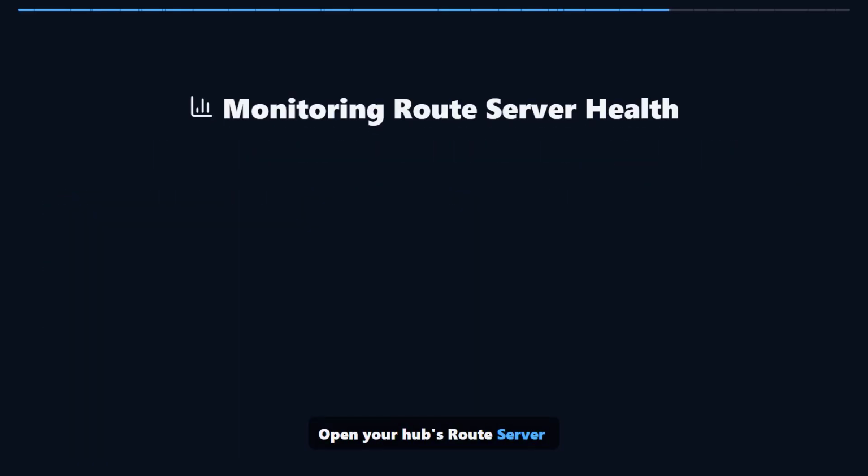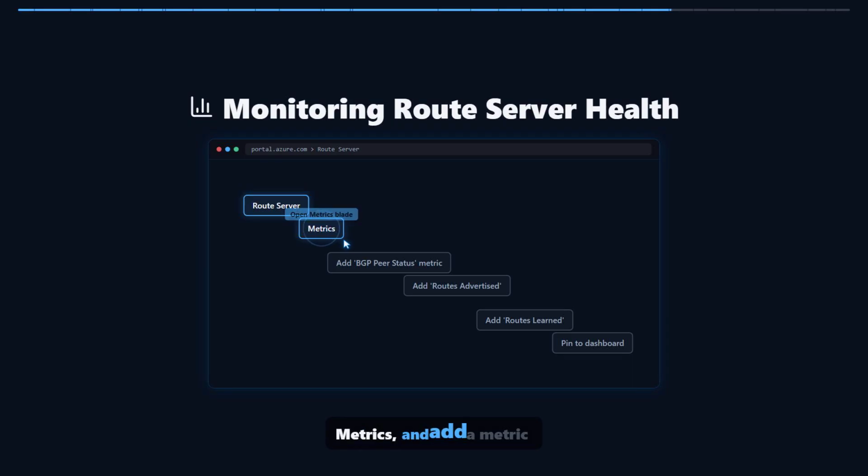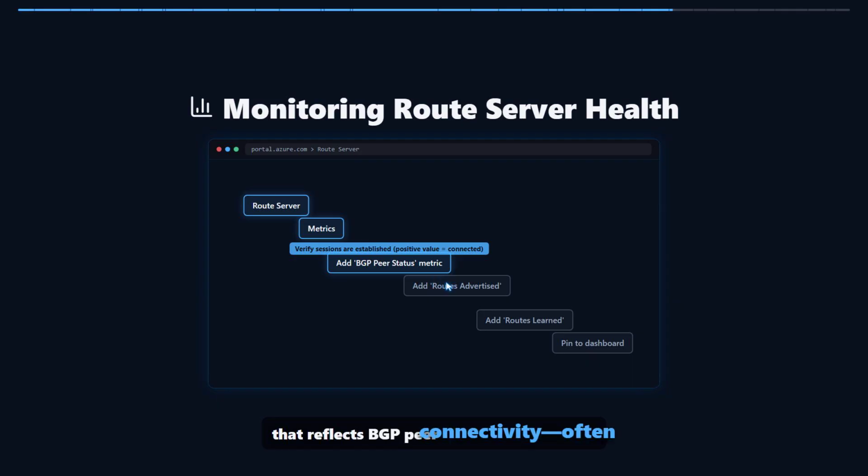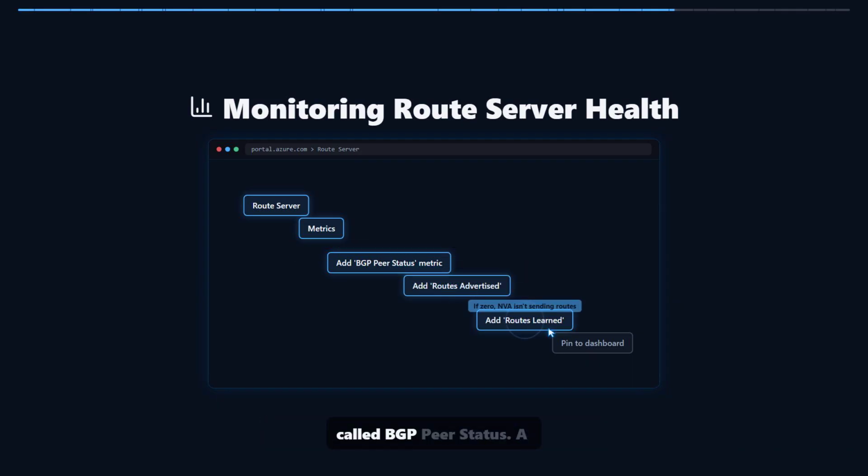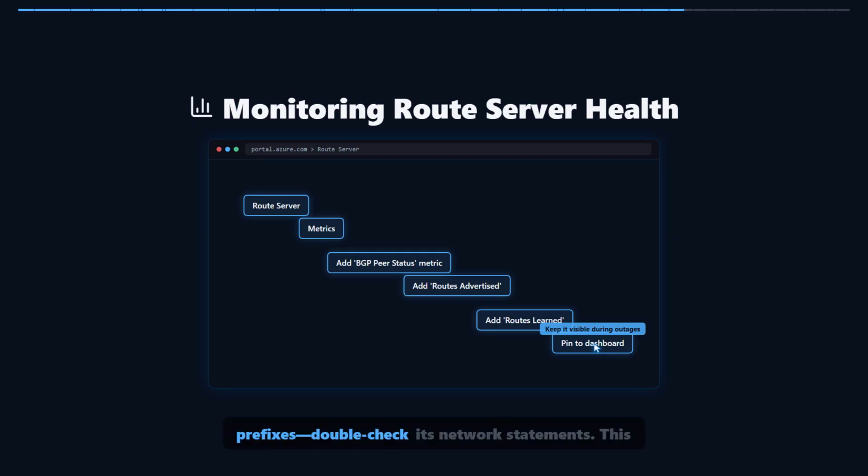Open your hub's Route Server in the portal, jump to metrics, and add a metric that reflects BGP peer connectivity, often called BGP peer status. A positive value per peer typically means the sessions are up. Then overlay any advertised and learned route counters. If advertised is correct but learned is 0, the NVA isn't sending prefixes. Double-check its network statements. This dashboard gives you real-time visibility without running a single CLI command, and pinning it saves you from rummaging around during the next outage.